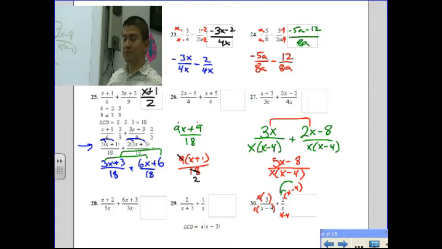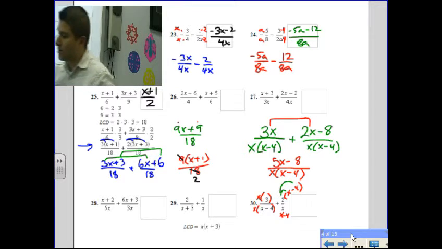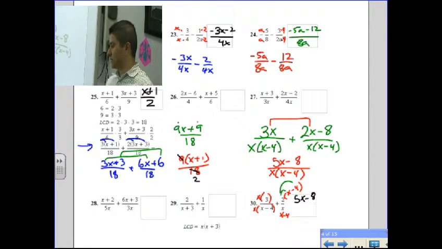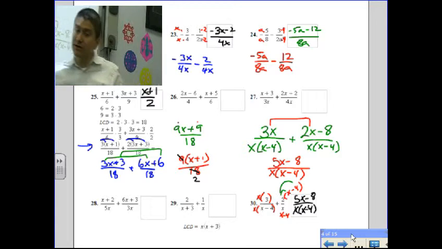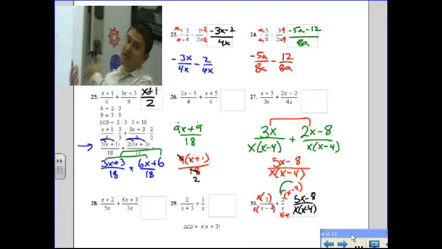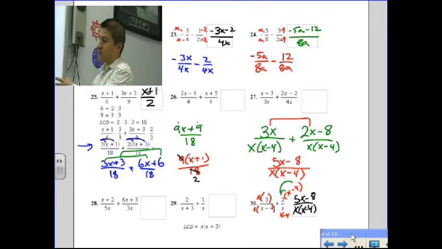If I could factor something, I would go ahead and factor it at this moment. But we can't. Nothing factors out of the top. So that's going to be my answer. 5x minus 8 over x and x minus 4. So the idea here is that when you don't have a common denominator, you have to come up with a common denominator. Multiply the bottom and the top by something so that the bottoms are the same.